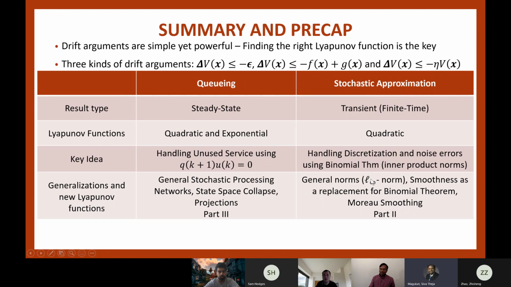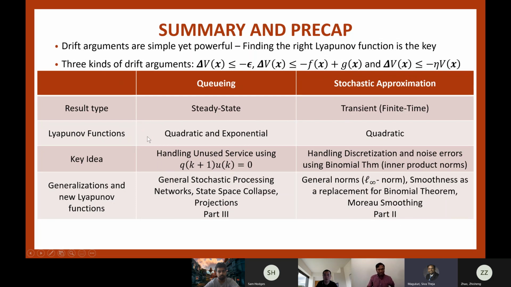And in stochastic approximation, we want to study more general norms, especially the L infinity norm. It doesn't have a binomial theorem. Instead of binomial theorem, smoothness is going to play its role, but the L infinity norm square is actually not going to be smooth either. Then we have to smooth it out, and something called Moreau smoothing is going to play an important role. And that's how we construct Lyapunov functions in part 2.